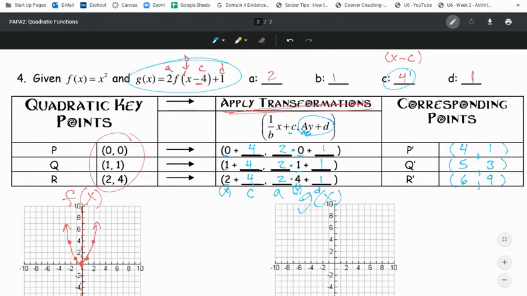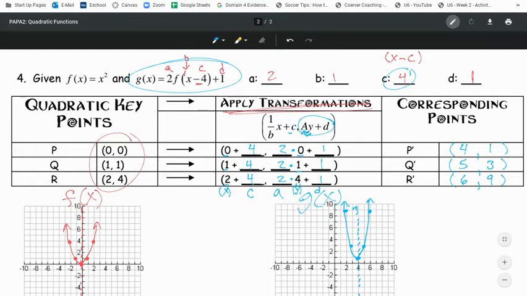So now our vertex is at 4, 1. I'll go ahead and do the axis of symmetry through the vertex. And then I have a point at 5, 3 and at 6, 9. So that's 1/2 of my parabola. And then I can graph the other 2 points that are across from it. And that's g of x.